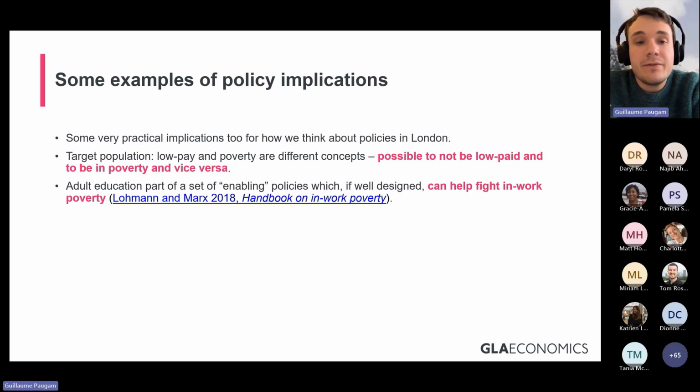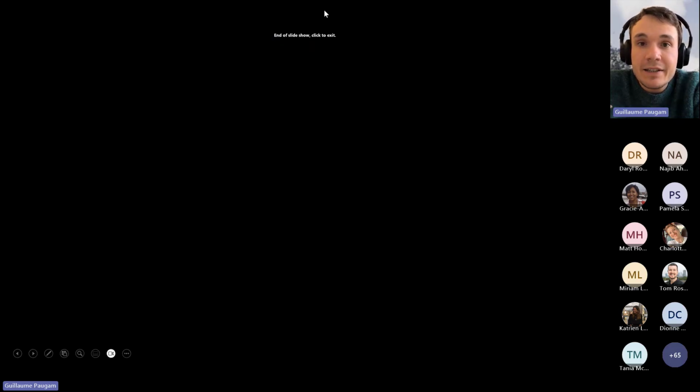In-work poverty can also be fought with good, well-designed adult education policies. There's evidence for that in research, and I think that's obviously important in the London context with the devolution of skills. Thank you very much.